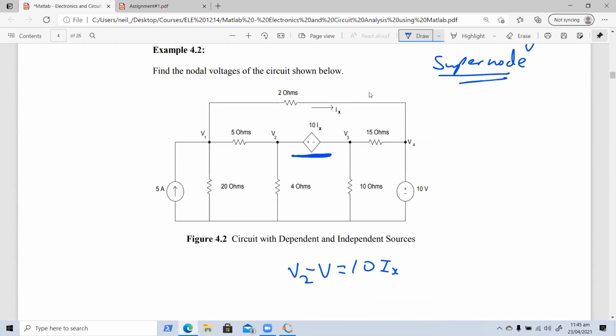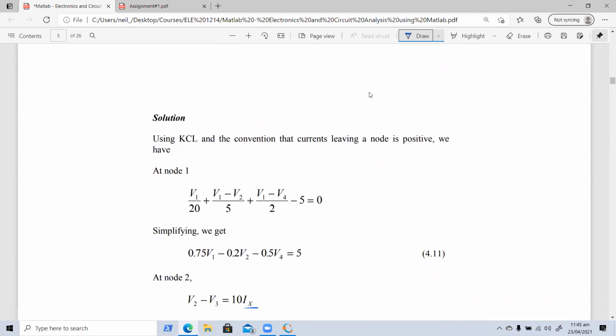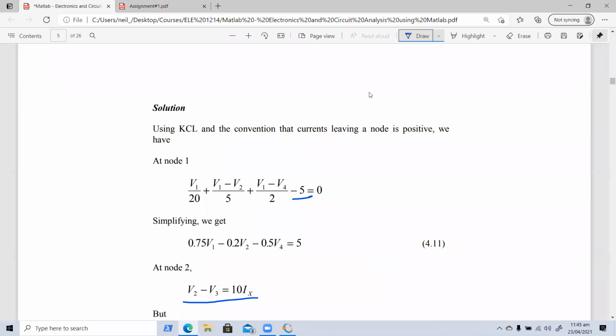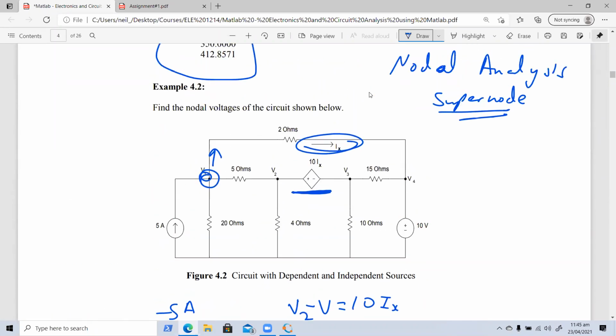From inspection, what is Ix, right? Well, Ix is the current flowing out of this node here at V1. So of course, we're going to generate our node 1 equation, which is minus 5A, V1 over 20 ohms, V1 minus V2 over 5, V1 minus V4 over 2. And that's that 2 ohms here. So the Ix here is this V1 minus V4 over 2.